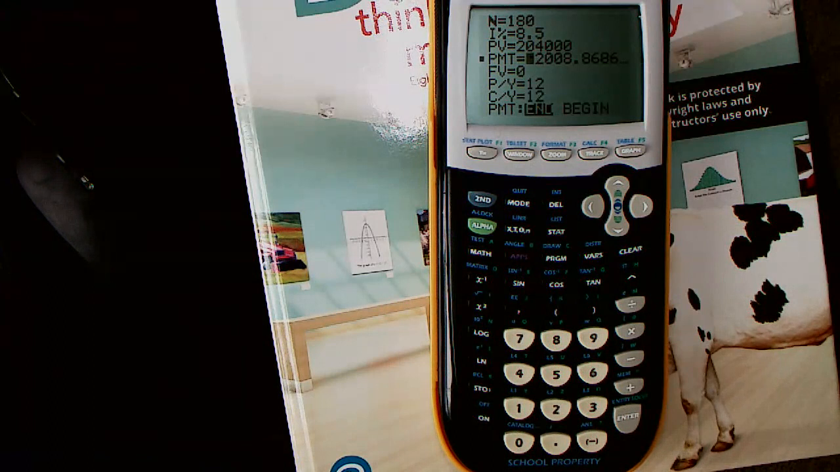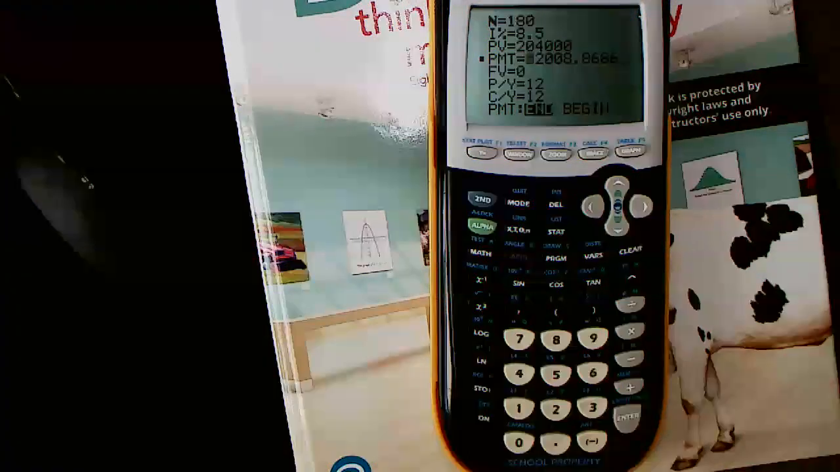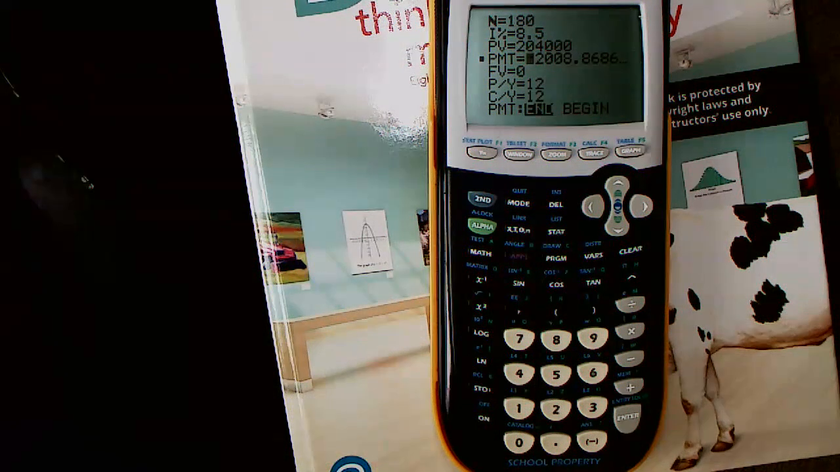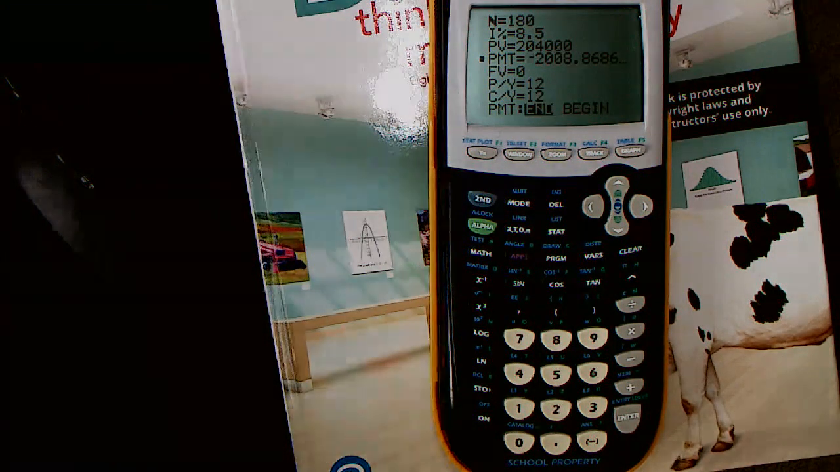Okay, let me double check. 240,000 times 0.85, 204,000. That's correct. Okay, so you want to write it down. That's the payment for the 15-year option. Okay, I'm going to write it down on my scratch paper.